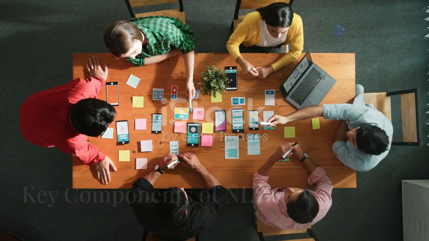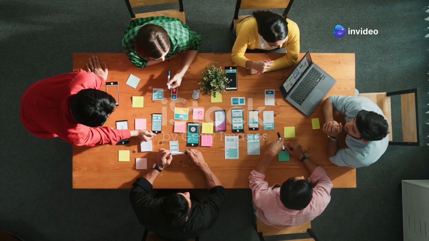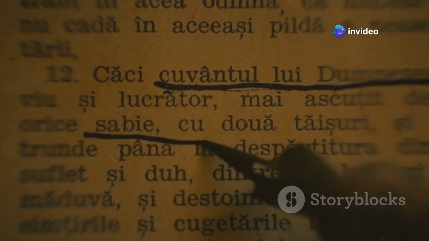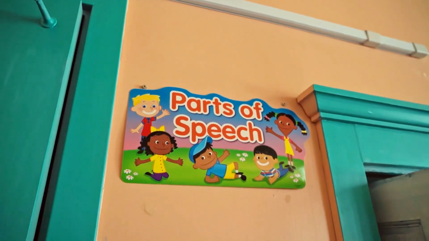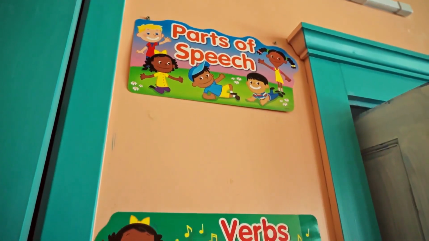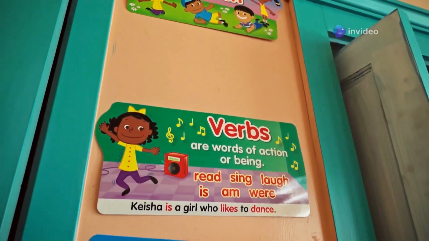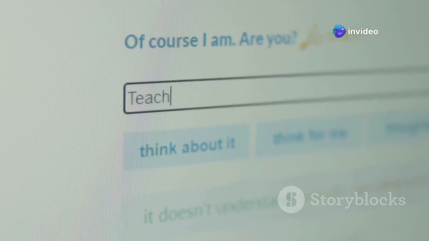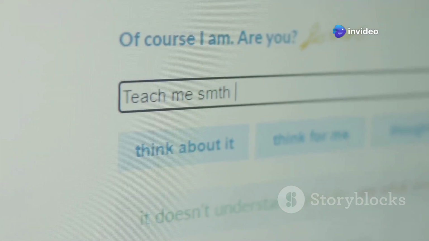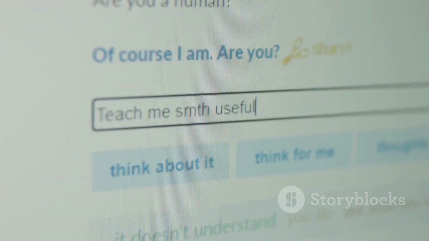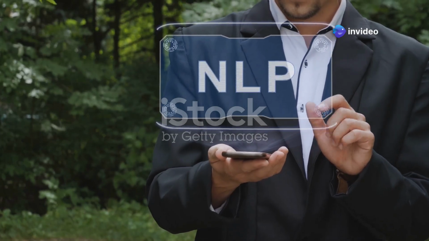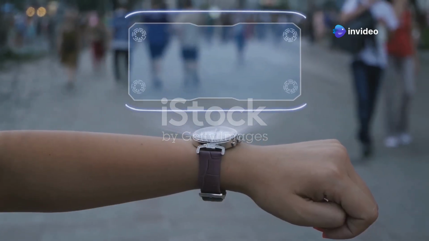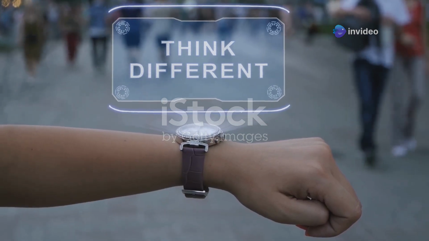There are a few key components in NLP that help make it work smoothly. First, we have tokenization, where the computer breaks text into smaller pieces like words or sentences. Then there's part of speech tagging. This is like when we identify nouns, verbs, and adjectives in a sentence. Also, named entity recognition, NER, helps the computer recognize names, dates, places, and organizations. For instance, in the sentence, Steve Jobs founded Apple in 1976, NER identifies Steve Jobs as a person, Apple as a company, and 1976 as a year.